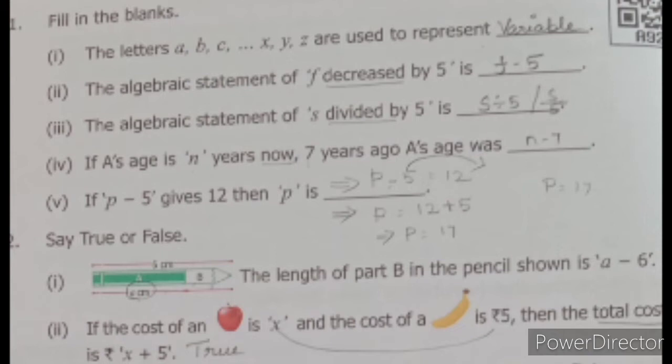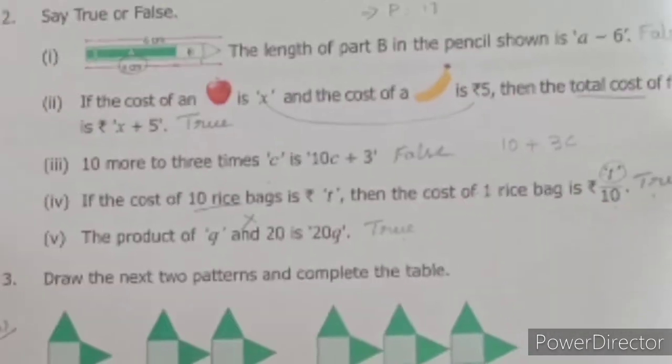Fifth question, if p minus 5 gives 12, then p is dash. So first we have to form the equation. So p minus 5 is equal to 12. To find p, you have to take this 5 to the opposite side. When minus 5 moves to the opposite side, it becomes plus 5. So 12 plus 5 is 17. So what is the value of p? It is 17.